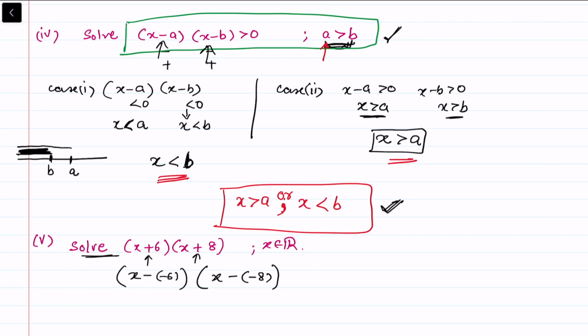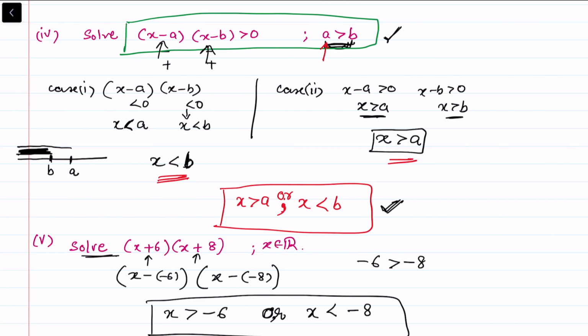Now compare which is bigger and smaller. Minus 6 is bigger than minus 8. So we can directly write x is bigger than the bigger number, x is smaller than the smaller number. And in between we have the option "or", because there were two cases. So this is the answer for the problem.